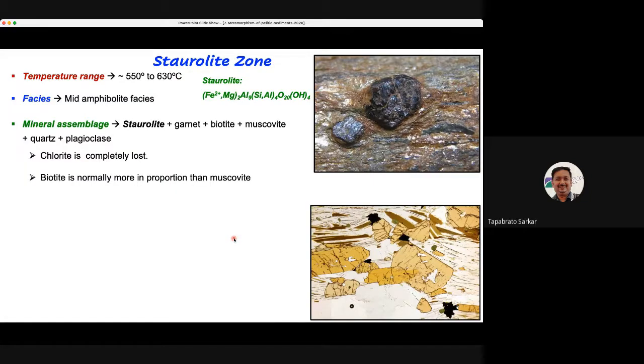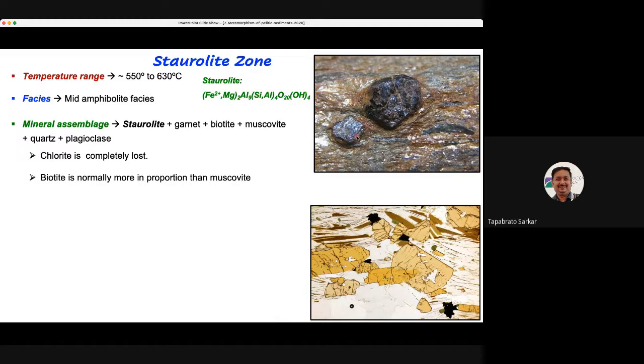Okay, so the next is the staurolite zone, right? Now, staurolite is a mineral which appears in the middle amphibolite facies, as you can understand, in the range of 550 to 630 degrees centigrade. And as you can see out here, it is an iron, magnesium, aluminium silicate, dominantly iron.